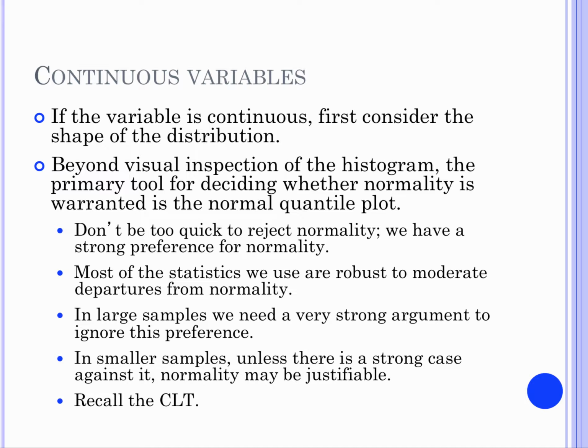For continuous variables, consider the shape of the distribution. This is where we start our inspection of normality. Look at the histogram, use the normal quantile plot. Recall we like normality. Most of our statistics are robust to departures from normality. And if we have large samples, then the central limit theorem may hold, and we may not need to worry about the normality assumption. In smaller samples, we're looking for evidence of departures from normality. We can look at the underlying variable we're using, or we can assess the central limit theorem and the normal quantile plot. Otherwise, we can use non-parametric methods.